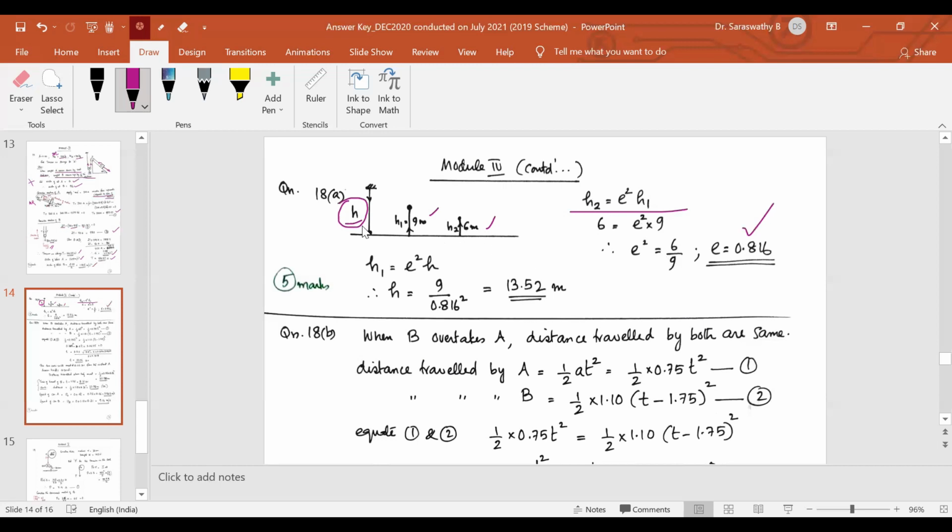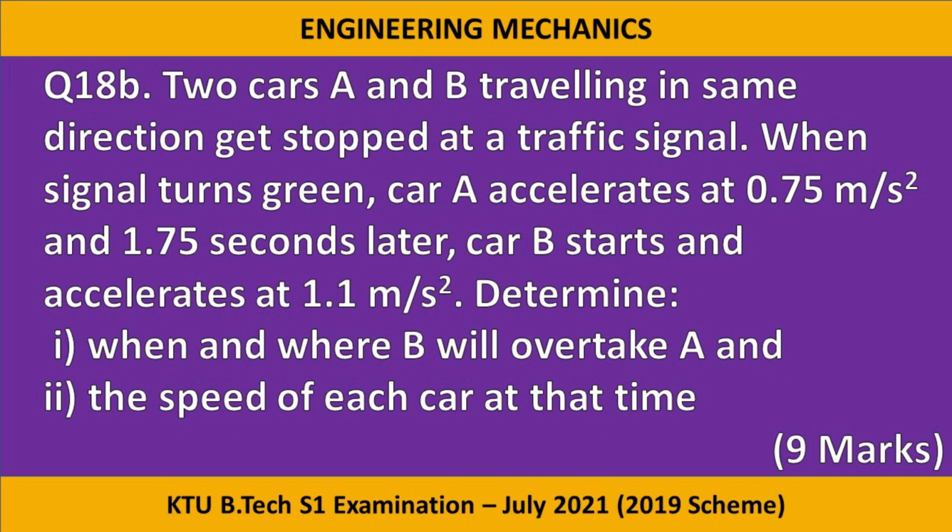Now coming to this, H1, the height to which it rebounds, H1 will be E square times H. E is already got here. So H will be H1 by E square. H1 we have got, H1 is 9, so 9 by E square. So we'll get the height from which it is dropped as 13.52 meter. So very simple example, a 5 marks question. Passing on to question 18b.